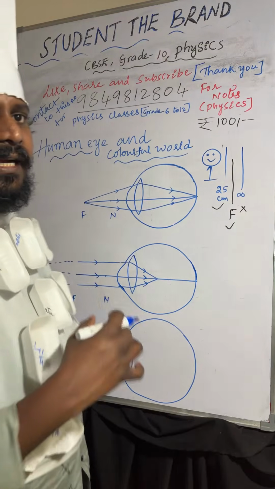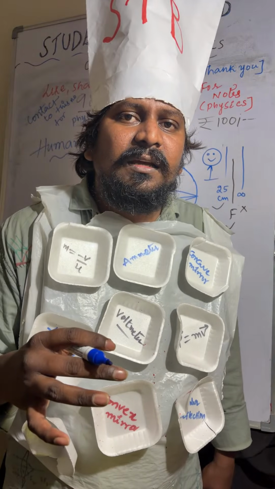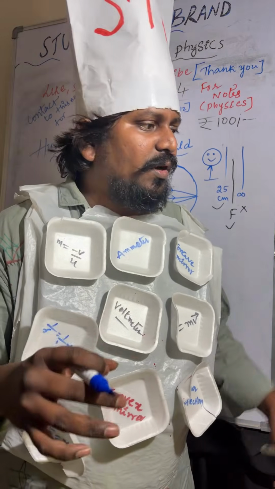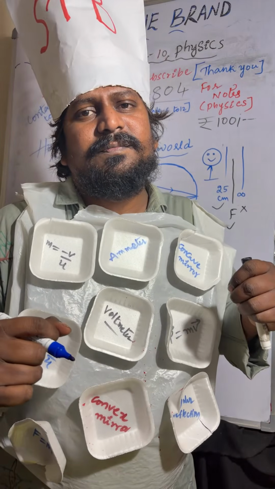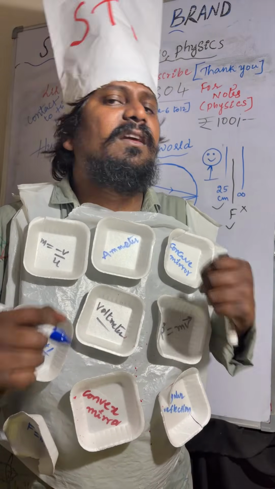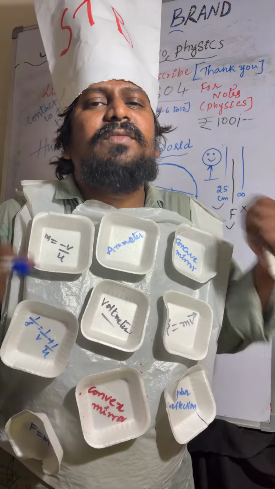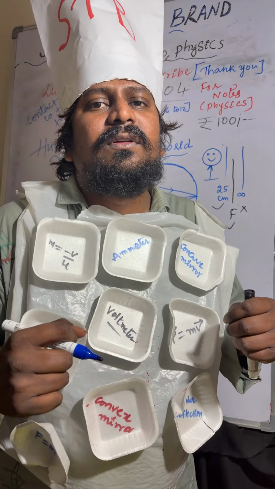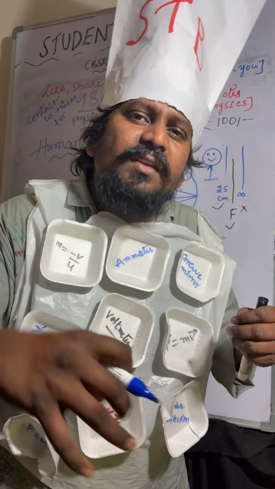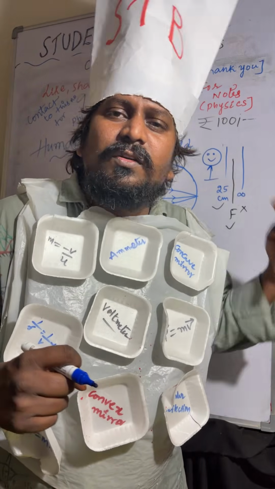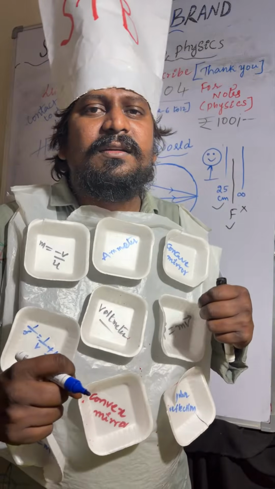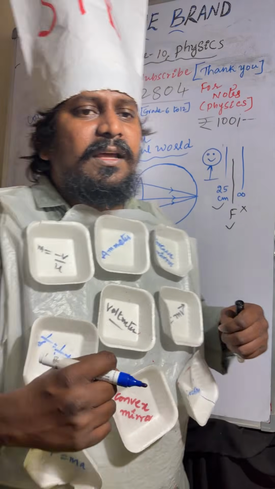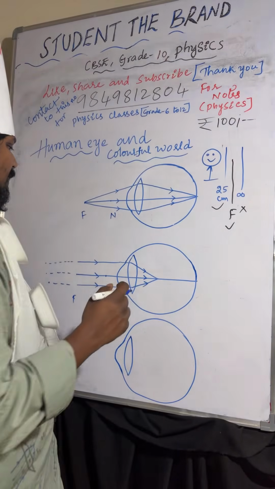Those light rays are meeting in front of the retina. So we need to correct the defect at any cost. So what lens we have to use? We have to use concave lens to correct the defect. What is this defect? Myopia. Yes or no? Yes.